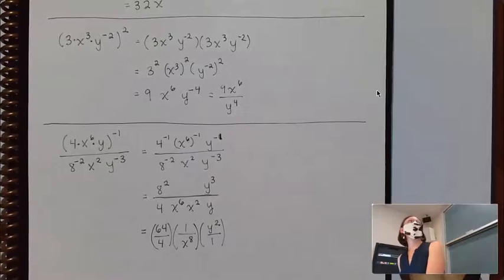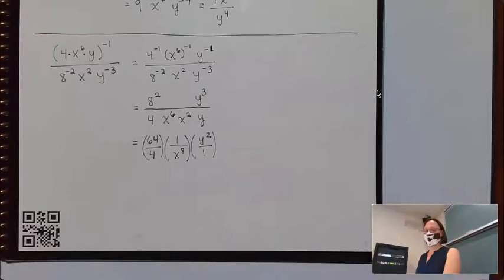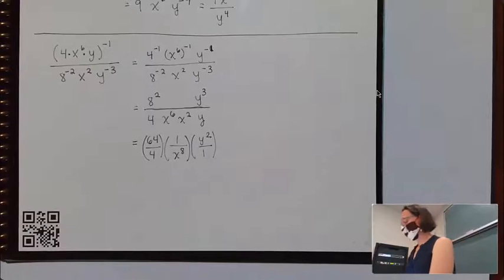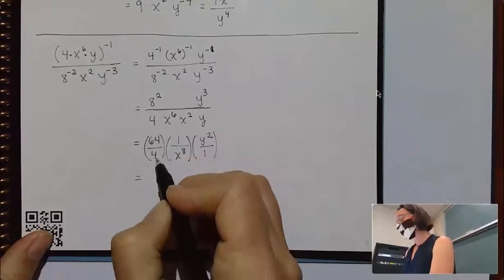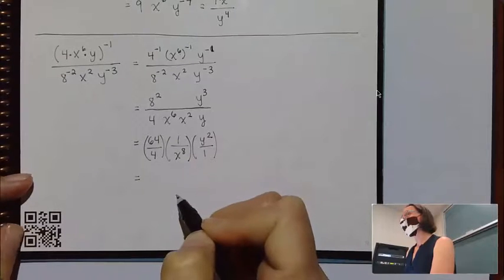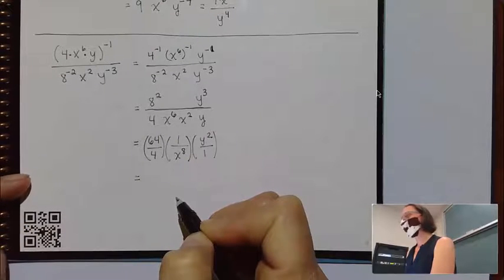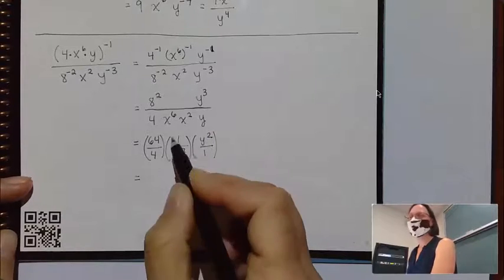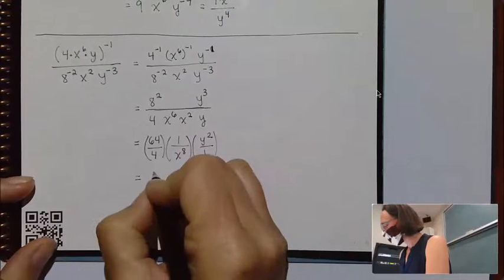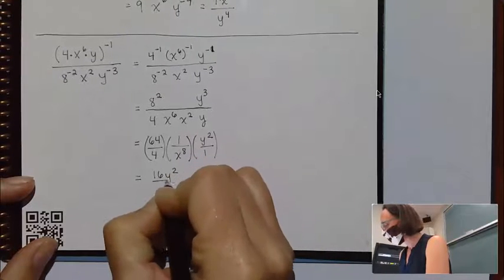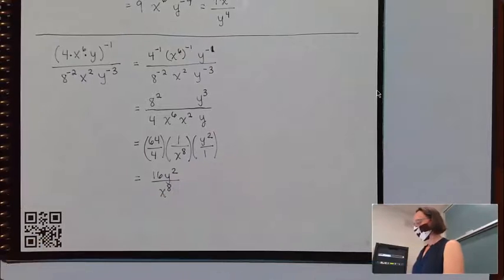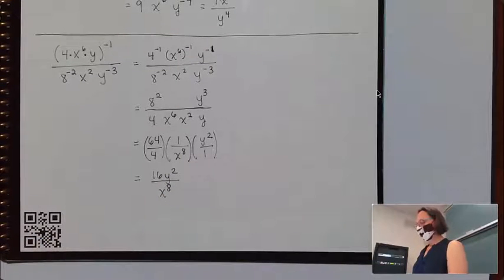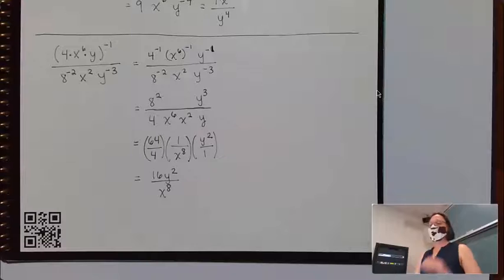There are lots of correct ways to do this and lots of correct ways to write this. But it is not in the simplest or lowest terms form. 64 divided by 4. Anyone got a number for me? Cool, it's 16. So I got 16. So on the top, I've got 16y squared, and in the denominator, I'd have x to the 8th. That is not the only option for how to handle this. It is one option for how to handle this.